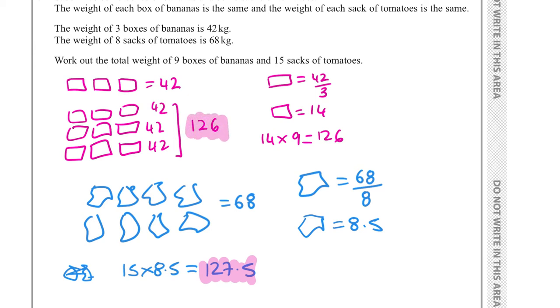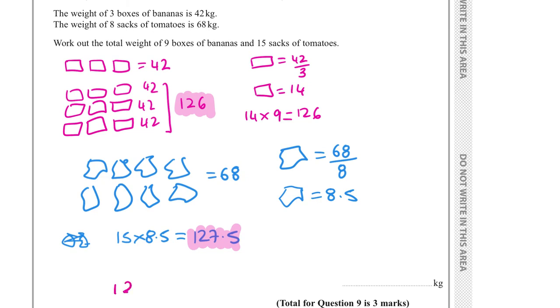So the question says, what's the total weight of all of this? What am I going to do? I need to add them together. 126 plus 127.5 is going to give me 253.5. Now, I've written it there. However, where am I going to write the final answer? Here.